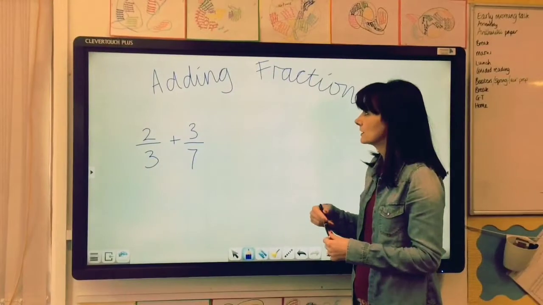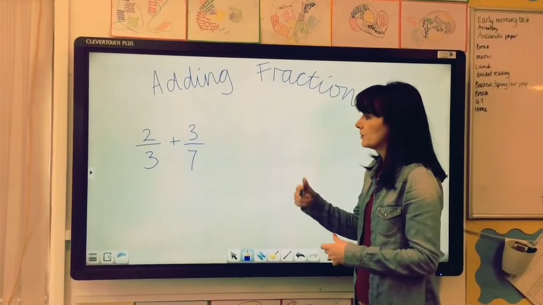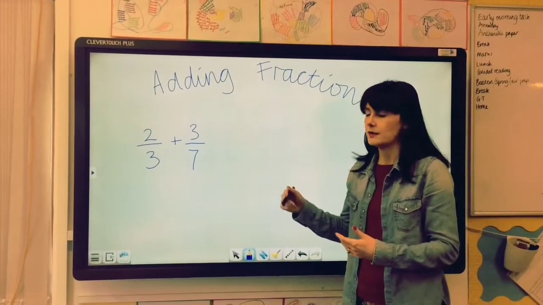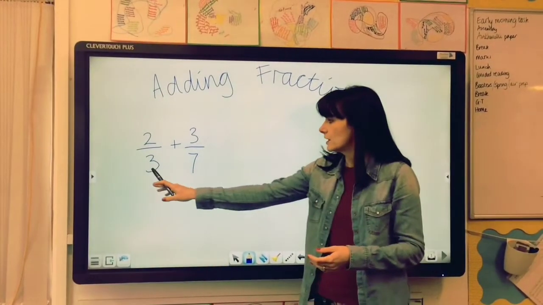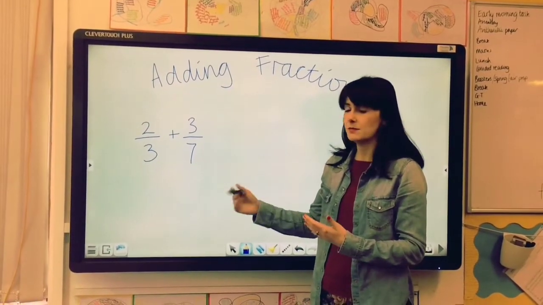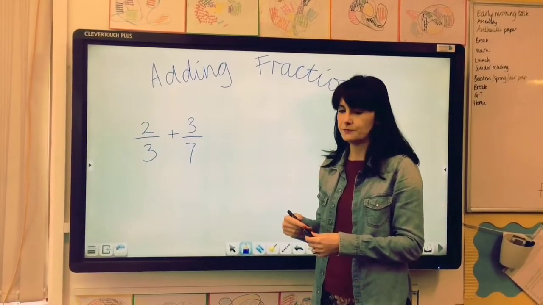Okay, welcome to continued adding fractions. We're going to think about using a butterfly method. And this is what we do when we have two denominators, and the only way that we can make them the same is by multiplying them by each other.